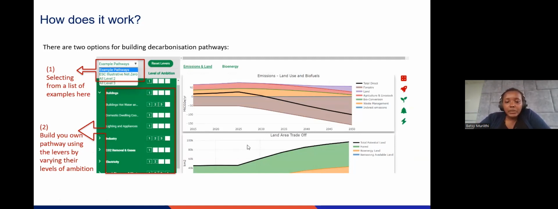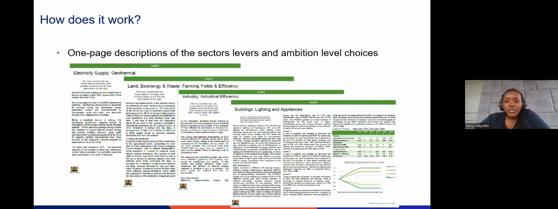And then lastly, we have the one-page description. These are the one-pagers for each sector and their ambition level choices. They explain what the assumptions were for each sector, what went into the modeling, and what the data sources are, so that you can have 100% transparency in what is going on in the tool.